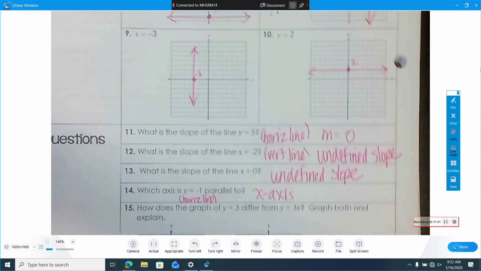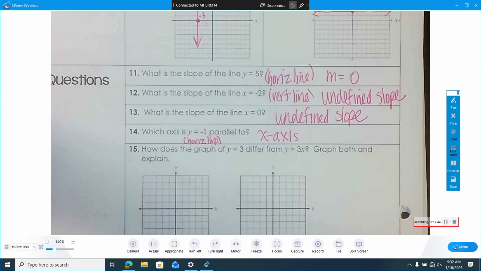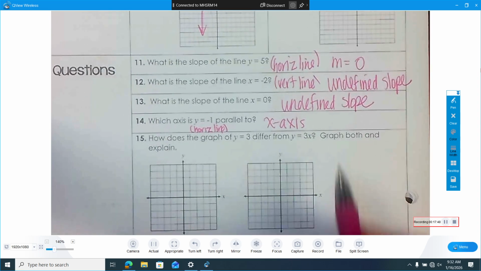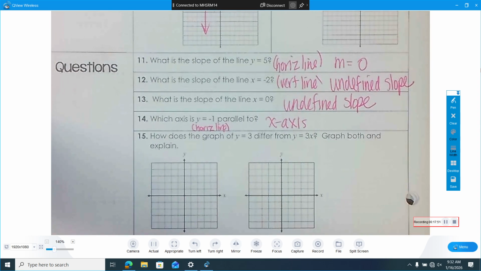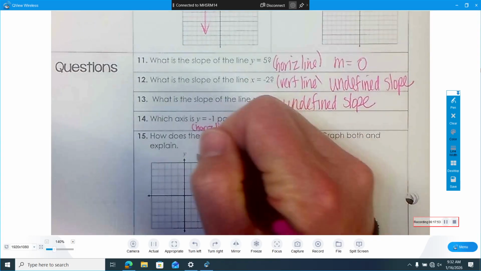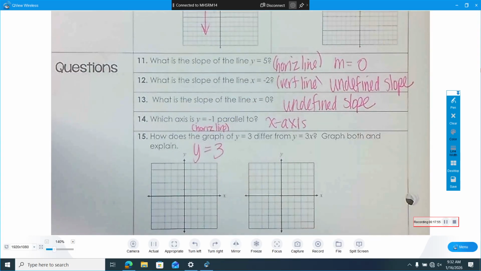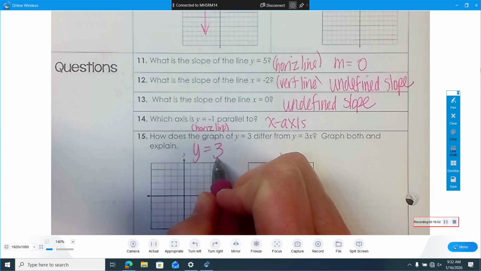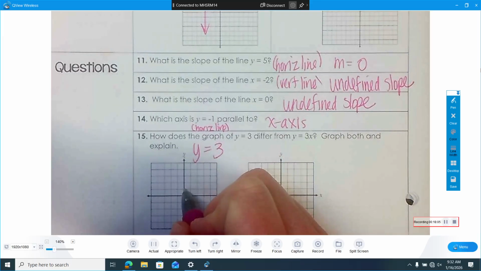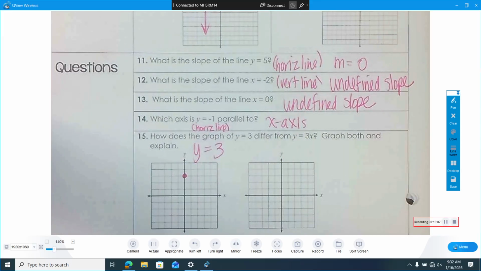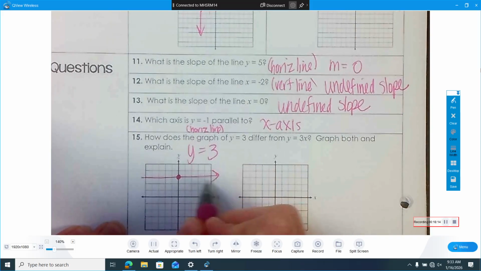All right, and last here, how does the graph y equals 3 differ from y equals 3x? Graph both and explain. So over here, let's graph y equals 3. What does y equals 3 look like? Goes through 3 on the y-axis. So 1, 2, 3 on the y-axis. And is it a vertical line or horizontal line? Horizontal line. So here's our y equals 3 line.